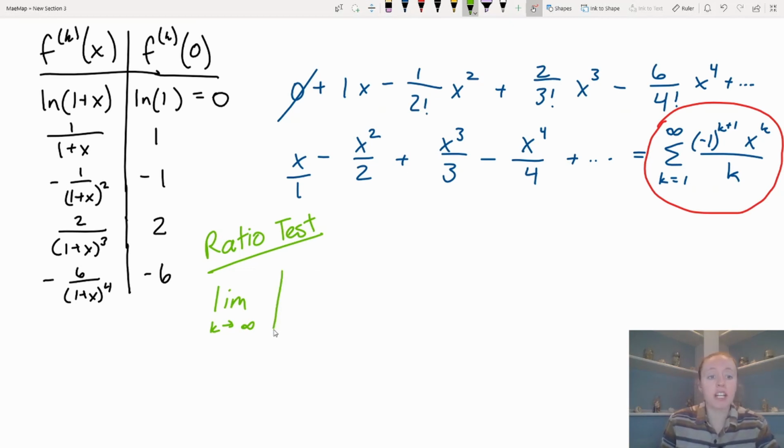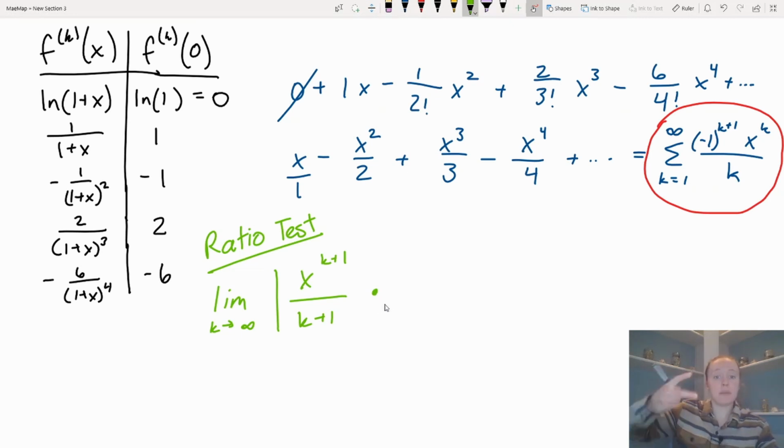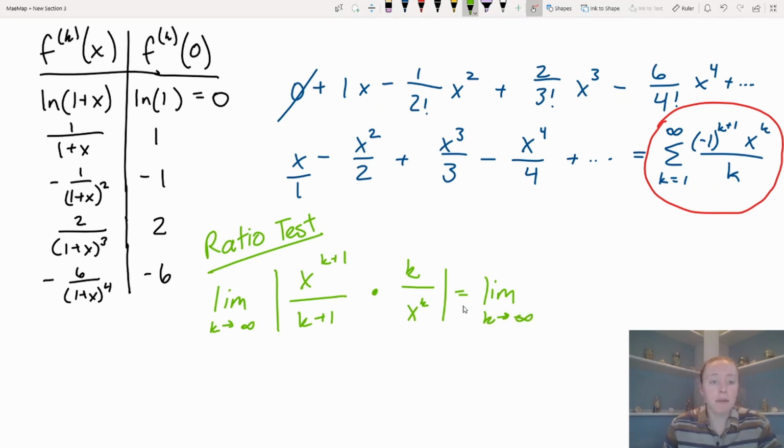It's the limit as k approaches infinity of a sub k plus 1 over a sub k. Now this negative 1 to the k plus 1, because I'm taking that absolute value sign, it's not really going to affect my problem. So I'm going to leave that negative 1 to the k plus 1 out for the sake of time. So this will be x to the k plus 1 all over k plus 1. And that gets multiplied by the reciprocal of a sub k, because I'm dividing by a sub k. So that'll be k over x to the k. Now I can rewrite this limit, simplifying this numerator, because x to the k plus 1 is x to the k times x, that's multiplied by k, all over k plus 1 times x to the k.